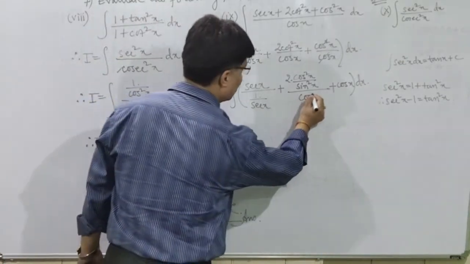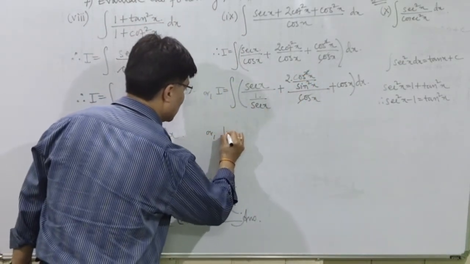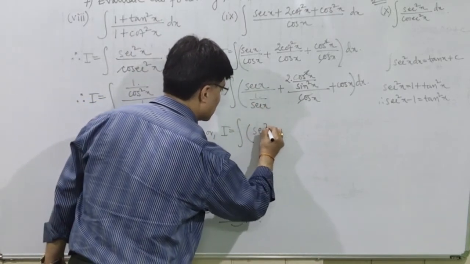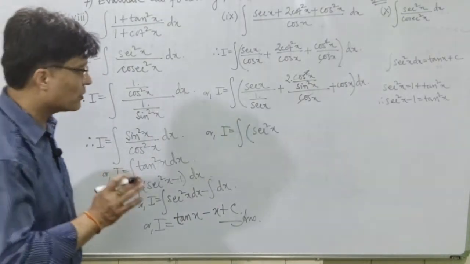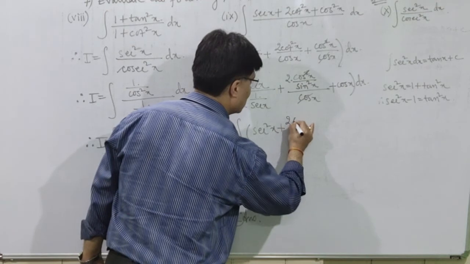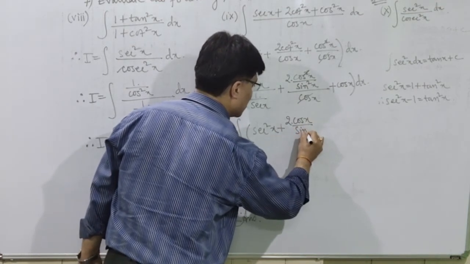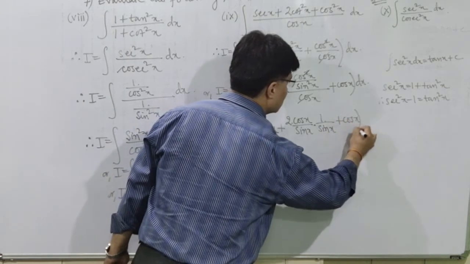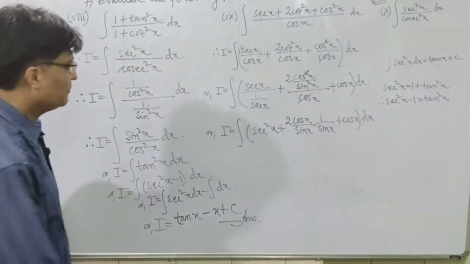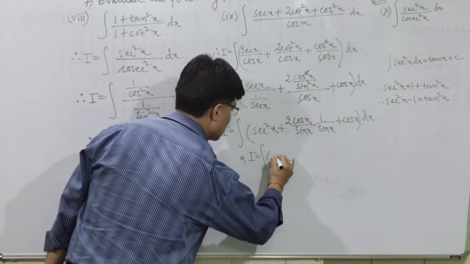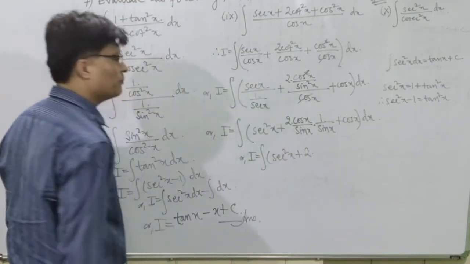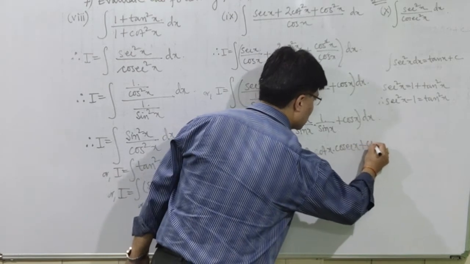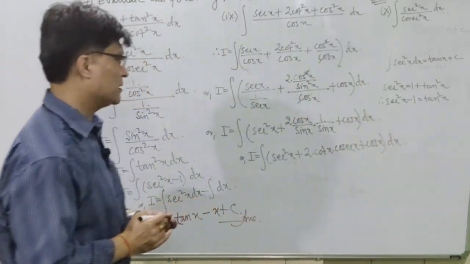Is that clear now? So here you can cancel this cos x and square will be cancelled, or I is equal to integration of, within bracket, now this sec x goes up in the numerator, sec x into sec x is sec square x divided by 1. If there is 1 in the denominator, you don't have to write it. Plus again you can separate it, 2 into cos x by sin square x, you write only sin x first, into 1 by sin x because there is sin square x, plus cos x bracket close dx. Or now I is equal to integration of sec square x plus 2 into, what is cos x by sin x? It is cot x. What is 1 by sin x? Cosec x. Plus cos x bracket close, then you can write dx.